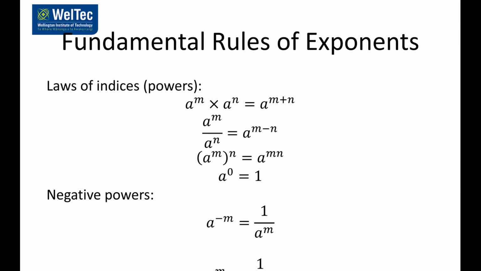Standard stuff here, just some examples, some things that you really need to remember. If you're multiplying and they've got the same base a, then you can add the powers. If you're dividing, you can subtract. If you're taking a power to a power, then you multiply. A to the 0 is 1, a to the negative m is 1 over a to the m, and I'm not sure you can see at the bottom that a to the m is equal to 1 over a to the negative m.